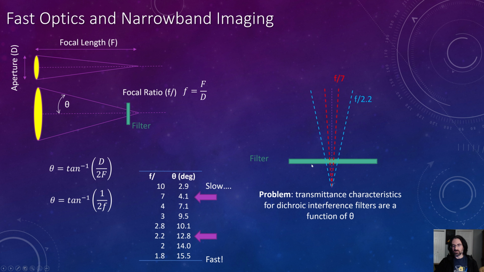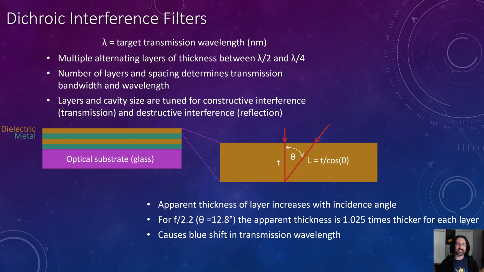So when we look at that in terms of these filters, the filters that are used are dichroic filters, and the transmittance of that filter is a function of theta, or of that incidence angle. So why is that? Well, these are dichroic interference filters. They are designed to allow the transmission of a specific wavelength. To do that, they are made of alternating dielectric and metal materials that have thicknesses that are tuned typically between the target wavelength divided by 2 and 4, which facilitates constructive and destructive interference within these layers.